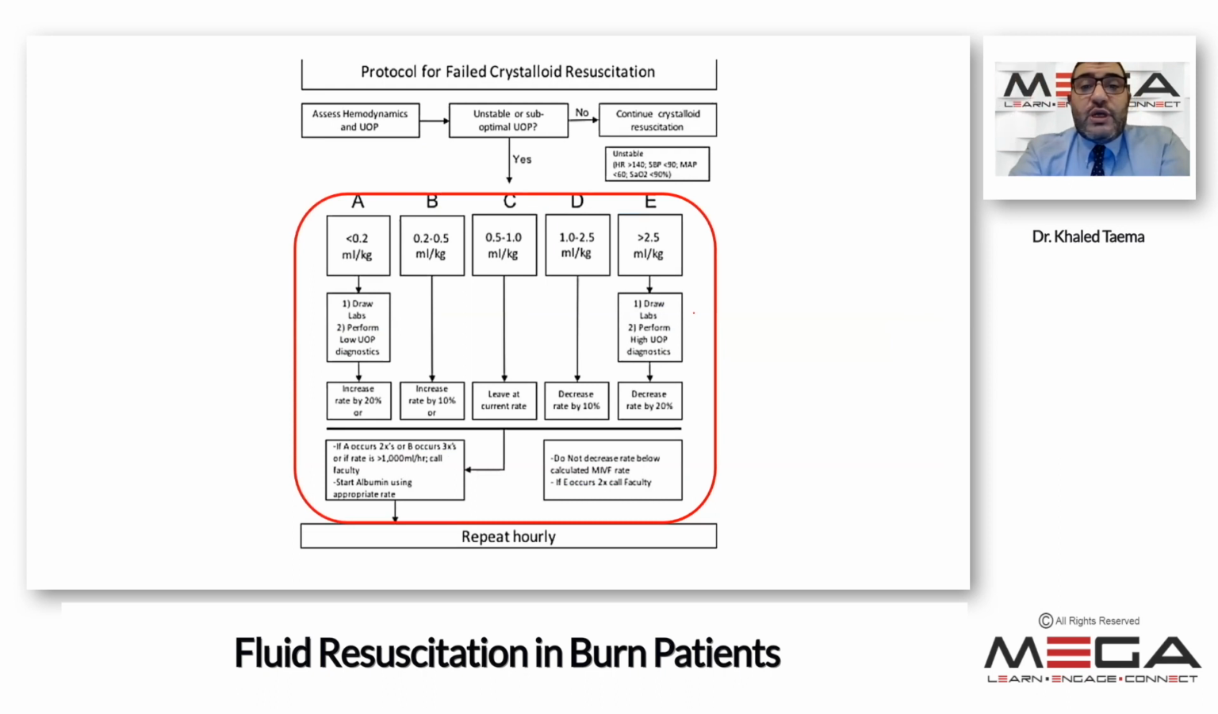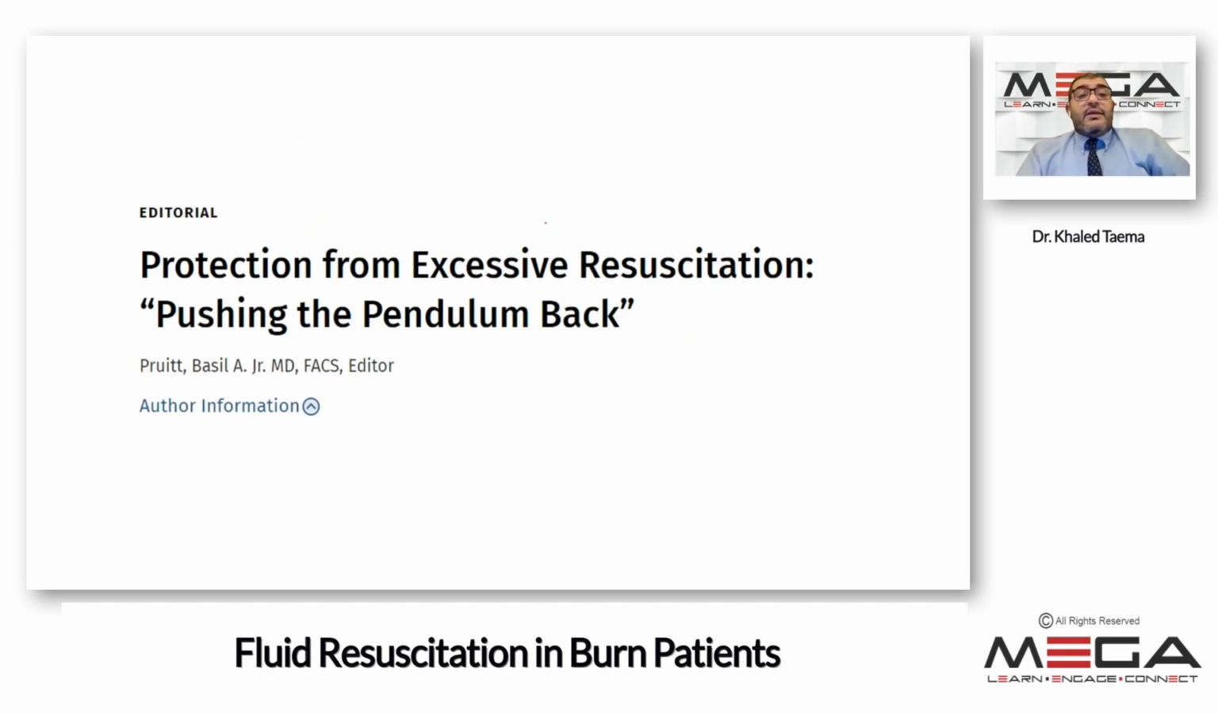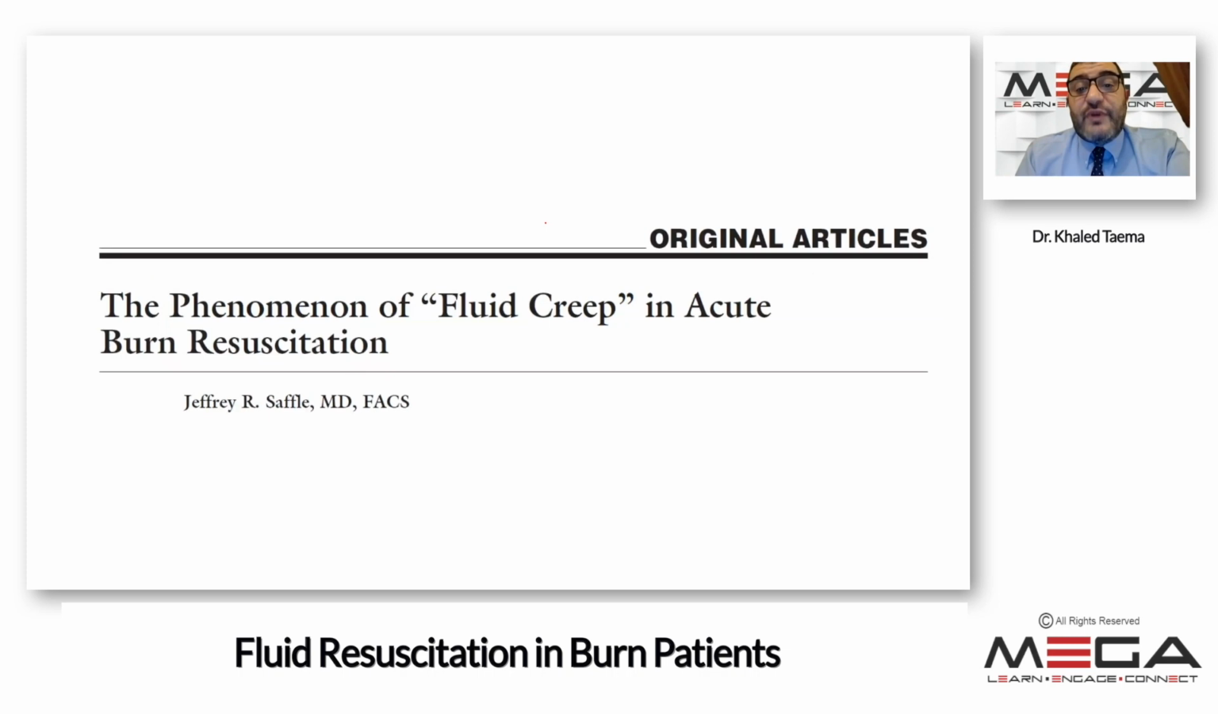In one protocol, there was a change of the rate of the fluid resuscitation by 10% or 20%, increasing in response to low urine output, and again decreasing by 10% and 20% in response to the high urine output. This is to avoid the over-resuscitation. The problem of over-resuscitation was studied like the problem of the under-resuscitation. The over-resuscitation form was called the fluid creep.